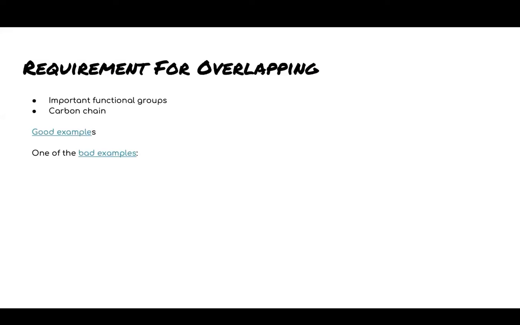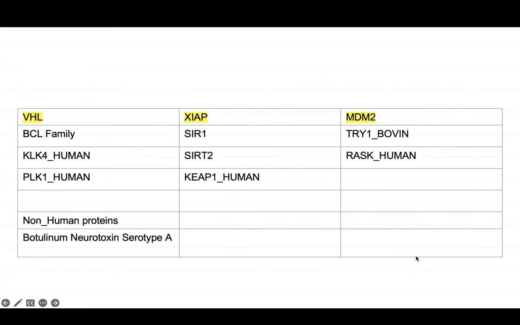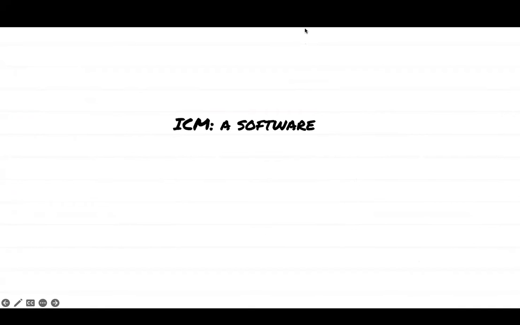Then let's see how bad overlapping looks in the bad examples. For this protein, only the green spotted atoms overlap. Neither the functional groups nor the carbon chain overlap well. So that is the main reason for the low scores in that prediction. So this kind of protein cannot be used as an example to prove that the peptide-based method is useful. Let's dive in to see which proteins are actually overlapping badly, except for the first 3 proteins that already showed good overlapping examples. We'll use ICM to see other examples.